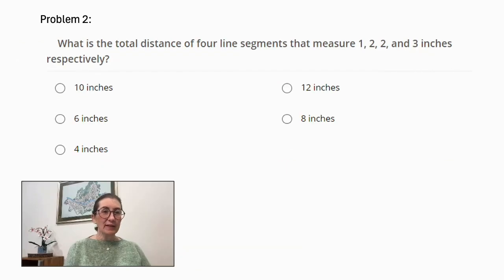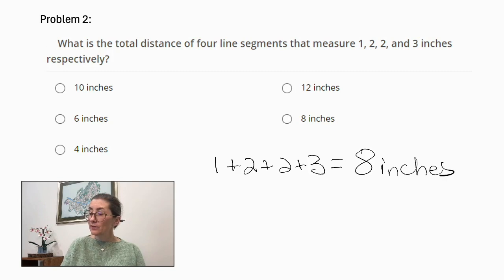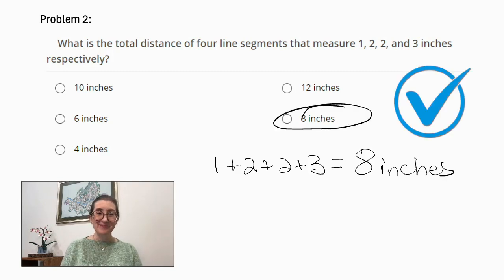Problem number 2. What is the total distance of 4 line segments that measure 1 inch, 2 inches, 2 inches, and 3 inches respectively? In order to find the answer to this question, we have to add up all of the lengths of the 4 line segments. So we have 1 plus 2 plus 2 plus 3. 1 plus 2 is 3, plus 2 is 5, plus 3 is 8. So the total is 8 inches, and that is our answer.